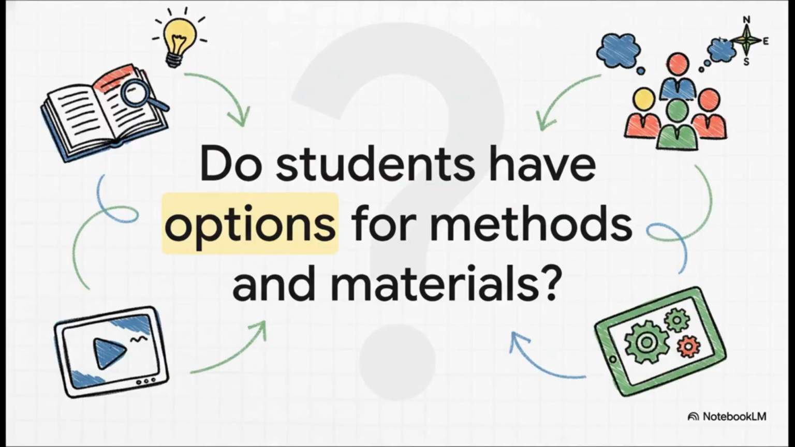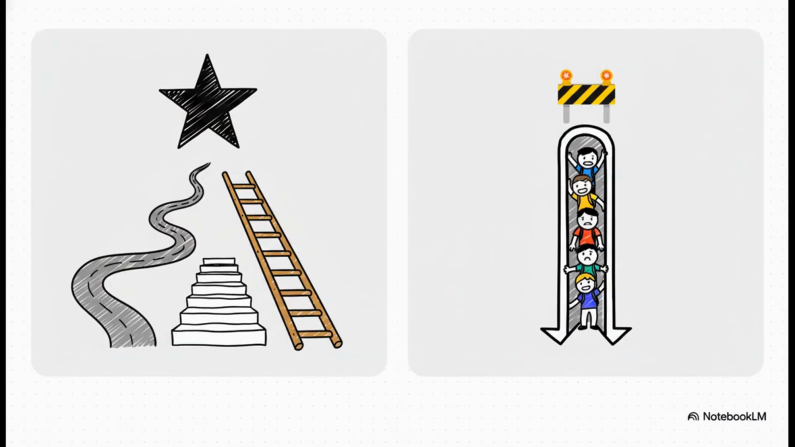Okay, let's move on to the next checkpoint. Once that goal is crystal clear, do students have options for the methods and materials they'll use? Can they read a text, or maybe watch a video, or work with a group, or use some kind of digital tool? And this is such a critical fork in the road. If the answer is yes, then learners have all these different pathways to get to that firm goal. But if the answer is no, the blueprint warns that you've just fallen right back into that one-size-fits-all trap, forcing everyone down the exact same narrow path.